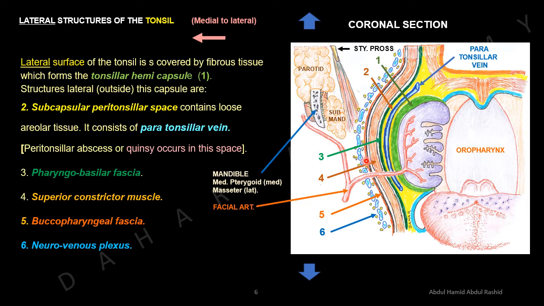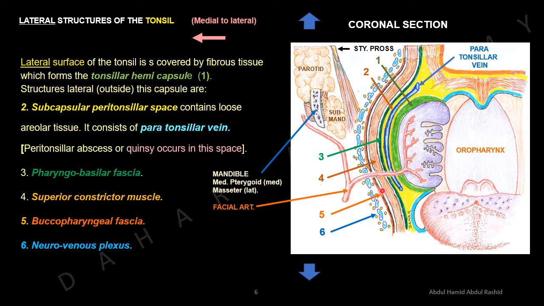Then next to that one is this red layer, that is the buccopharyngeal fascia. This is the one, buccopharyngeal fascia. Buccopharyngeal fascia covers the lateral surface of the buccinator muscles in front, and behind is the superior constrictor muscles. Lateral to that one is the plexus of pharyngeal nerve and plexus of pharyngeal veins.